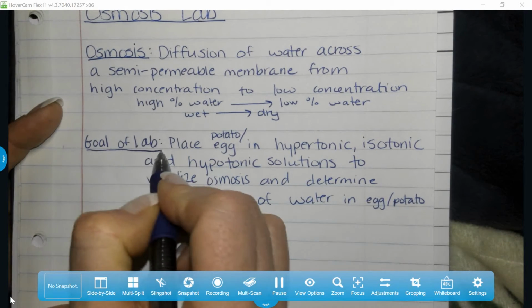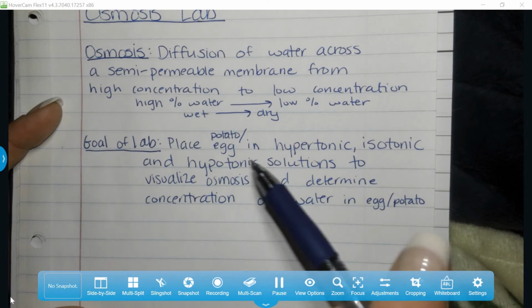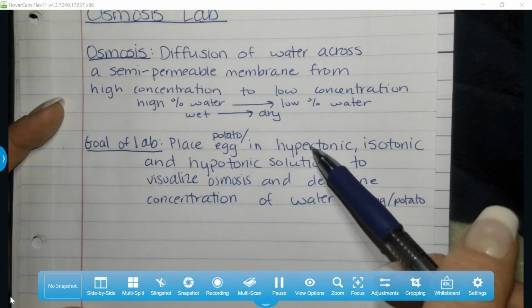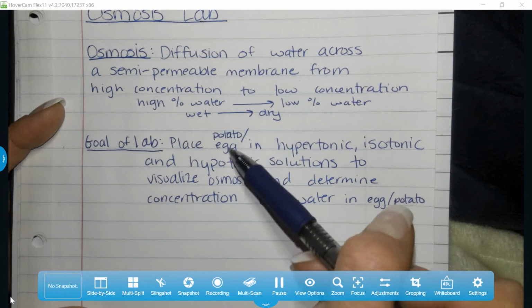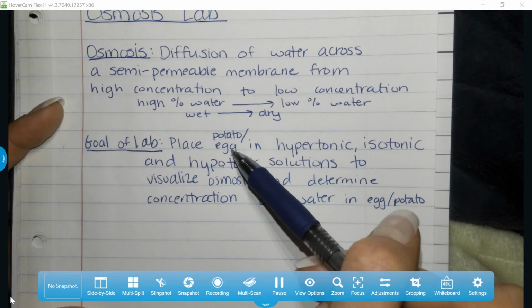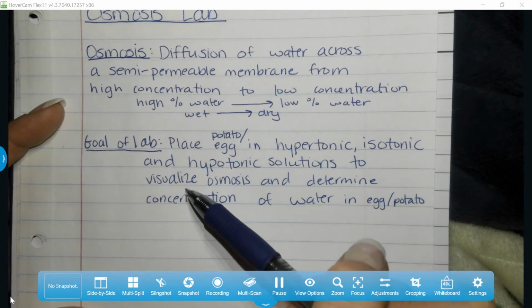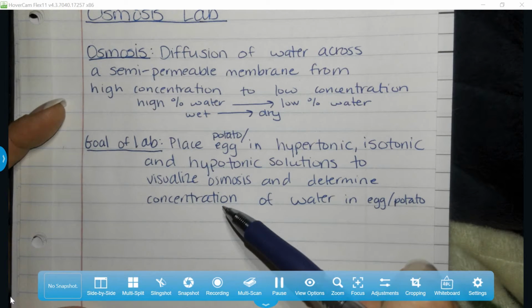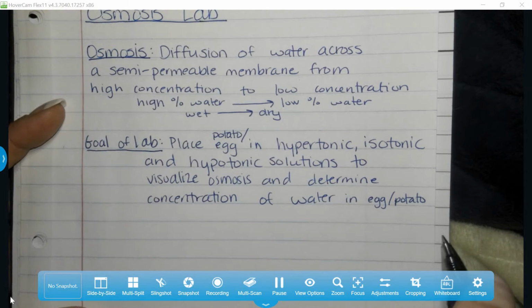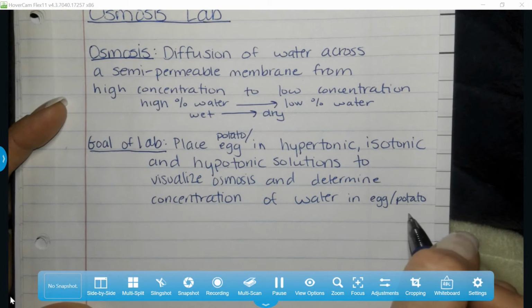And so the goal of this lab is basically to make hypertonic, isotonic, and hypotonic solutions to put our sample into, whether it's a potato or an egg. And we're going to both visualize osmosis and try to determine a range for the concentration of water in an egg or a potato.